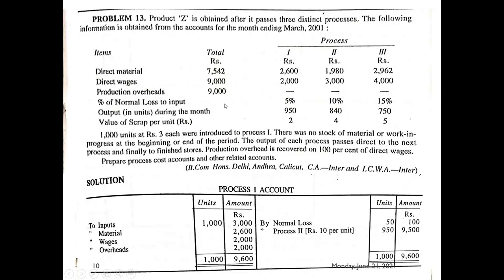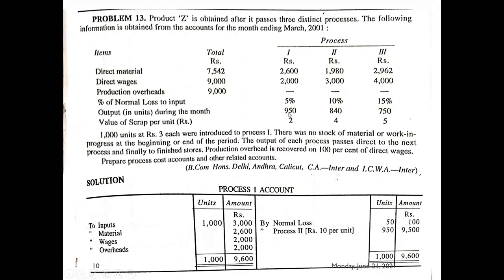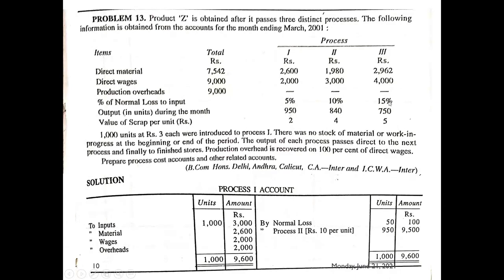So percentage of normal loss to input. So normal loss is given how much? 5%, 10%, this. 5% is there. And output is given. So output this. Value of scrap value. So 245. That means there is a sale value.